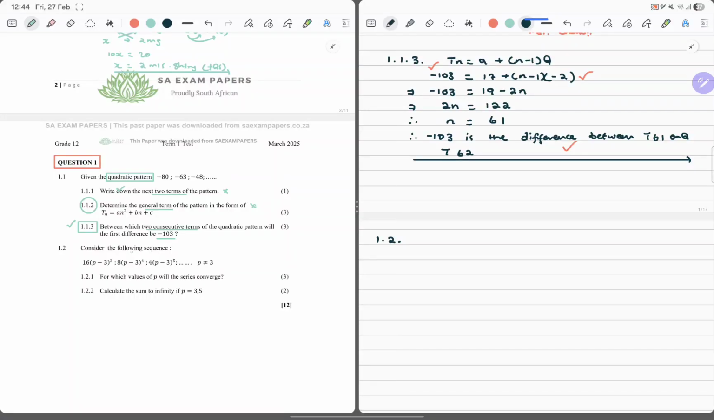1.2 says consider the following sequence. So there it is, and P is not to be equal to 3. Why? Because if we focus on the brackets, we will appreciate that if that becomes 0 when P is 3, then we don't have a sequence. There's nothing. So we can see that the restriction is harmless except maintaining the sequence. Alright, so there's no problem.